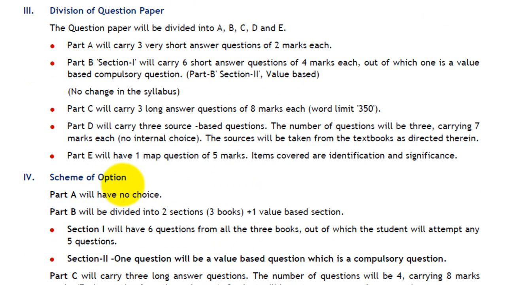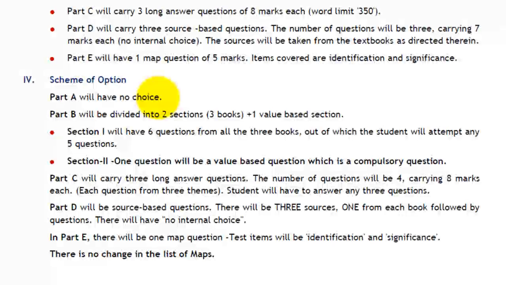The scheme of options. Part A will have no choice. Part B will be divided into 2 sections, which has the 3 books and 1 value based section. So section 1 will have 6 questions from all the 3 books, out of which students will attempt any 5 questions. So you have a choice: out of 6 questions you have to attempt any 5. In section 2 of Part B, 1 question will be a value based question and it is compulsory.